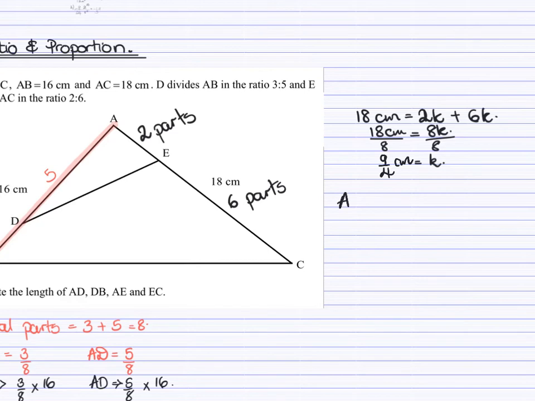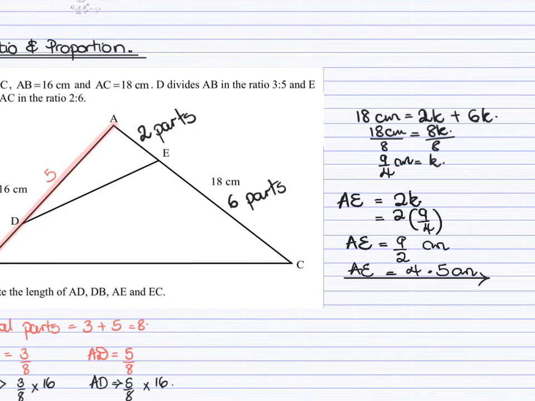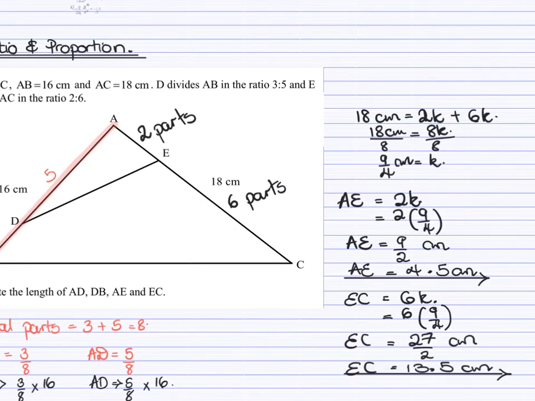Now for the length AE, we know that this is 2K. And we would just then multiply 9/4 by 2 to work out the actual length of AE. We would do the same for EC. AE is equal to 4.5 centimeters. EC is equal to 6K. We would perform the same or similar calculation, 6 multiplied by 9/4, which would give us EC being equal to 13.5 centimeters.